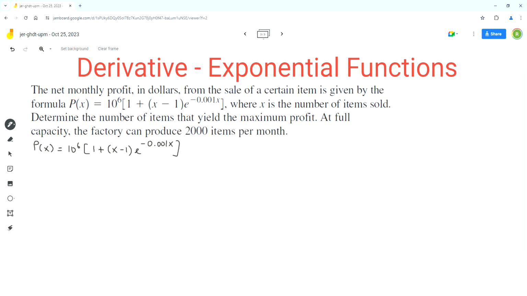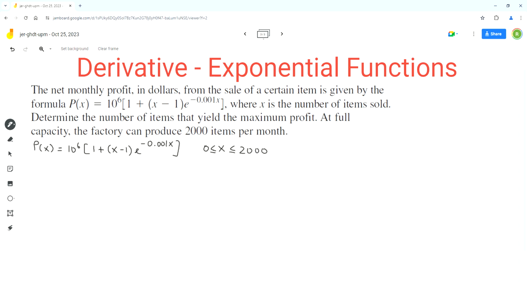Now x represents the number of items produced, so the domain for this function will be x greater than or equal to 0 and less than or equal to 2000. So we have to find the absolute maximum for this profit function in this domain. x cannot be a negative number because x is the number of items sold. So x has to be a value equal to or greater than 0.